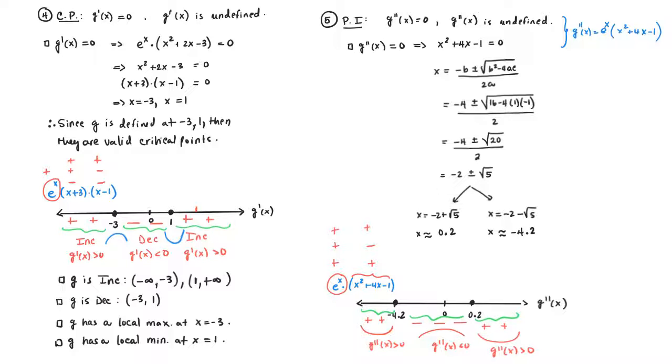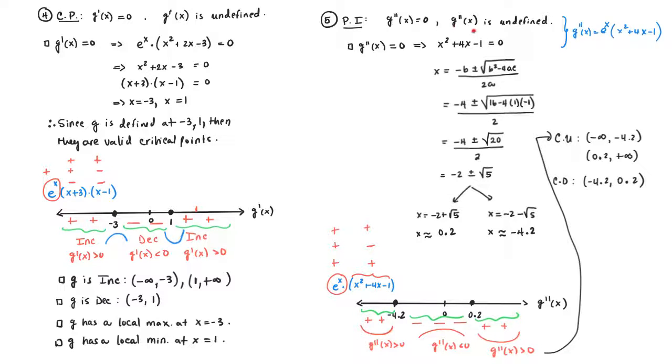Now, what I want is to carefully state the intervals of concavity. So I know that g is concave up precisely in the intervals from negative infinity all the way to negative 4.2, and is also concave up from 0.2 all the way to positive infinity. And it is concave down from negative 4.2 all the way to 0.2.